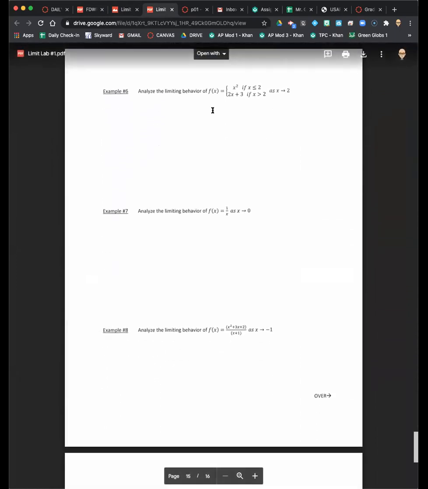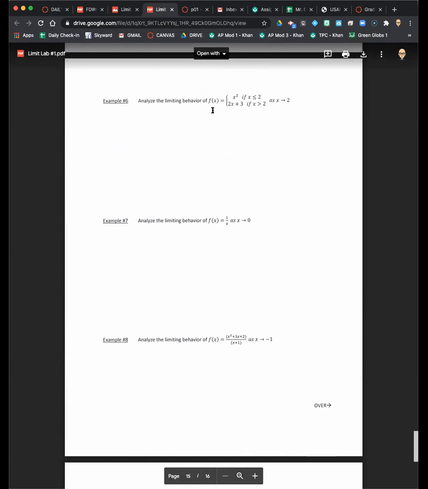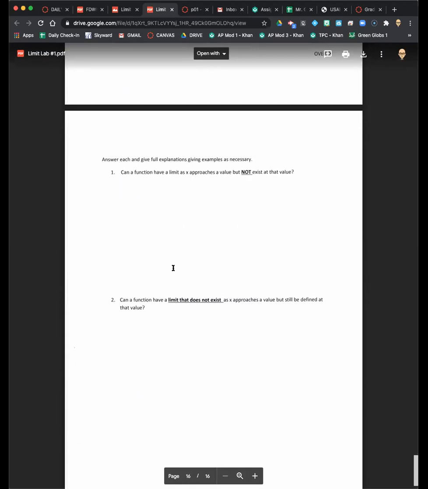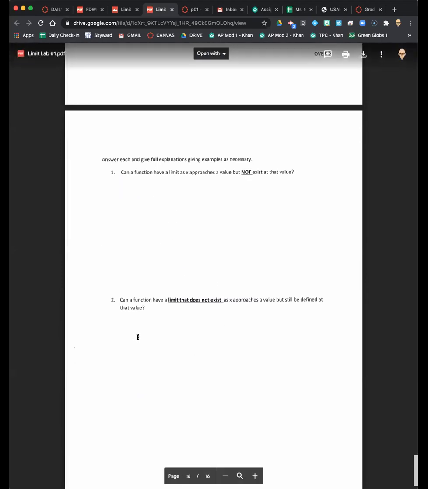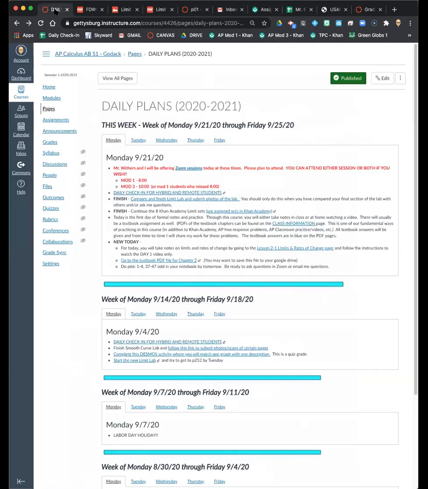If the left and the right-hand limits do not agree, if they are not equal, then the function does not have a limit at that value. But the function may actually have a value. And that's what the two final questions are looking for. I don't want one sentence answers. I don't want just phrases. I want you to use words, sentences, examples. You're proving to me whether or not these statements are true or not. So that's the first thing, is finishing that.